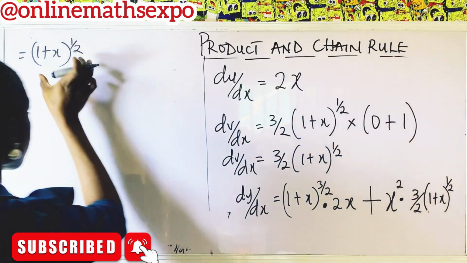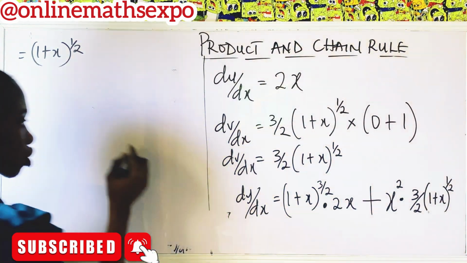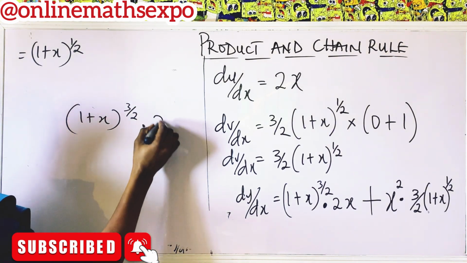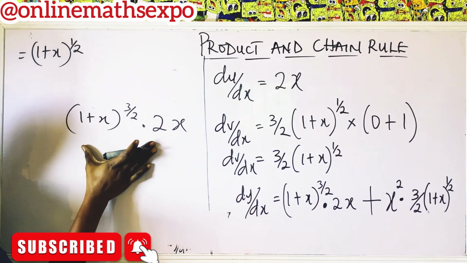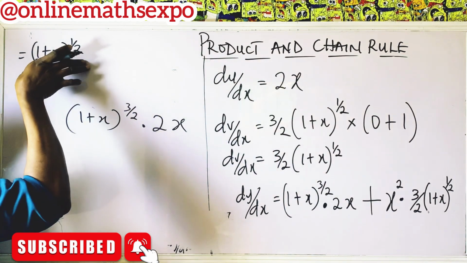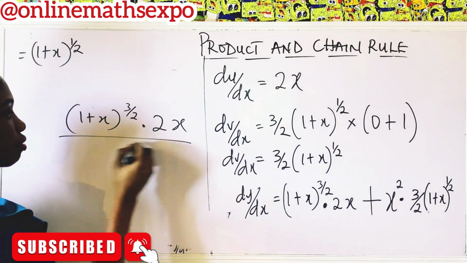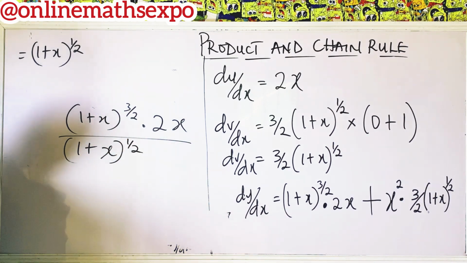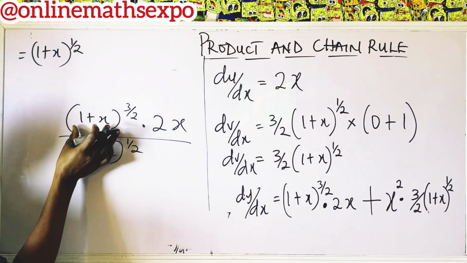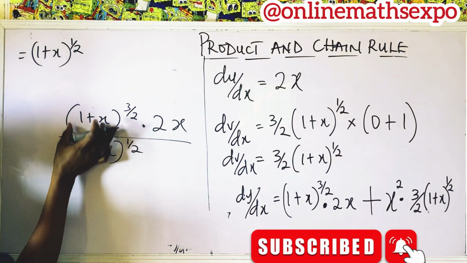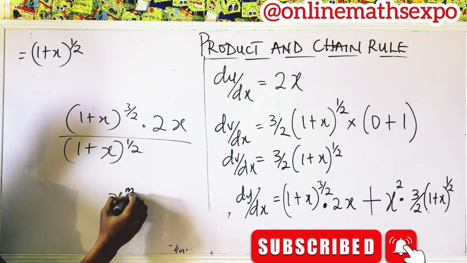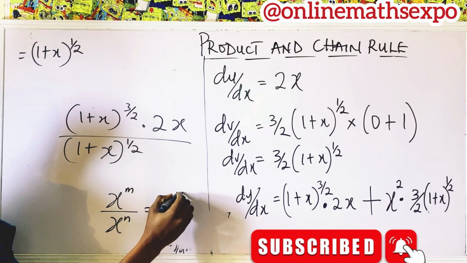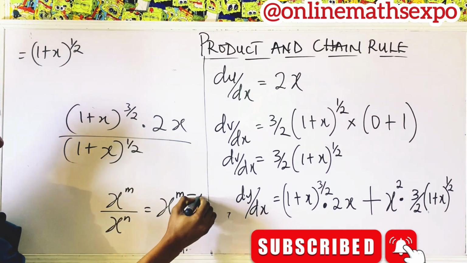Use this you brought out to divide this. Watch. We are going to have (1 plus x) to the power of 3 over 2 multiplying 2x. We want to use this power, this value, to divide it. So we divide by (1 plus x) raised to power 1 over 2. Now, how do you do this? These two are the same. According to your indices, x to the power of m divided by x to the power of n is x to the power of m minus n.